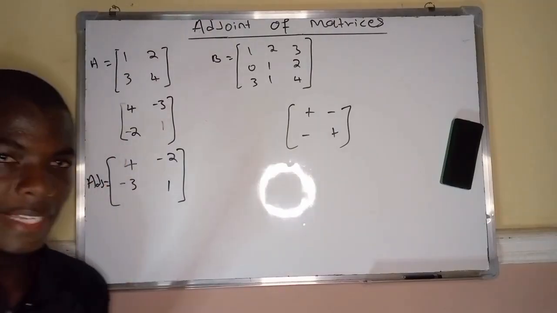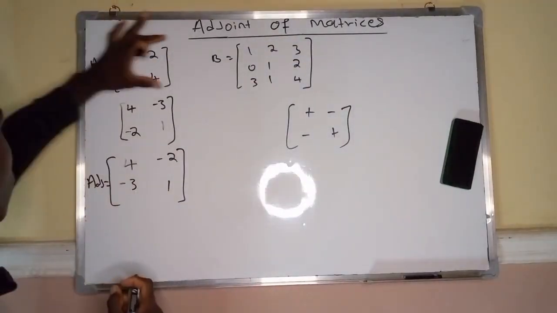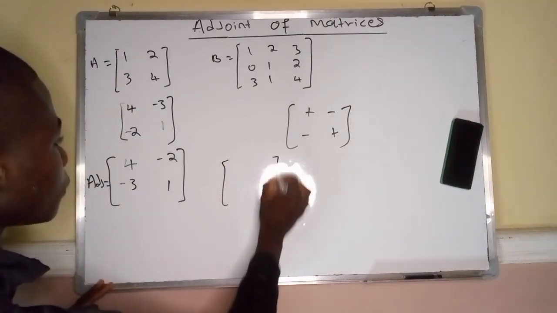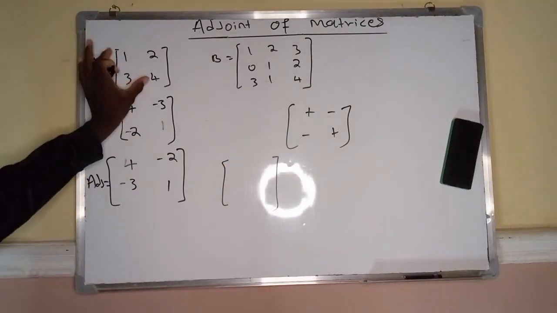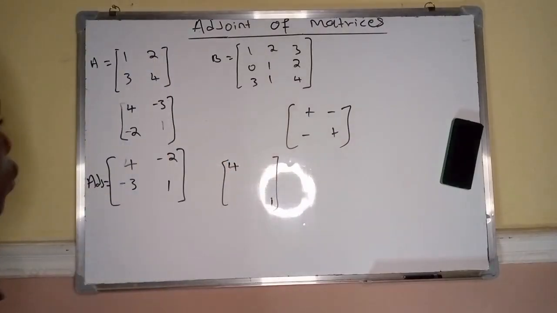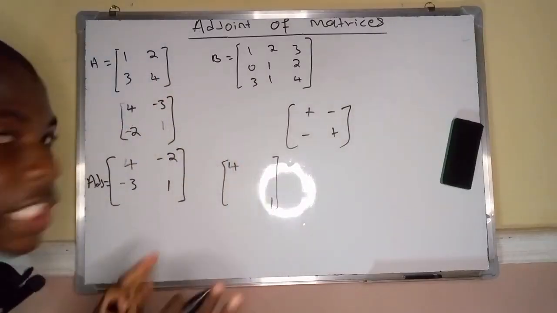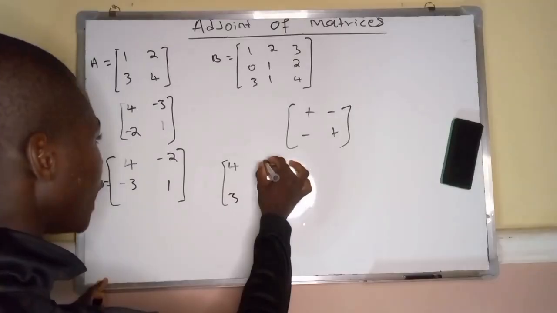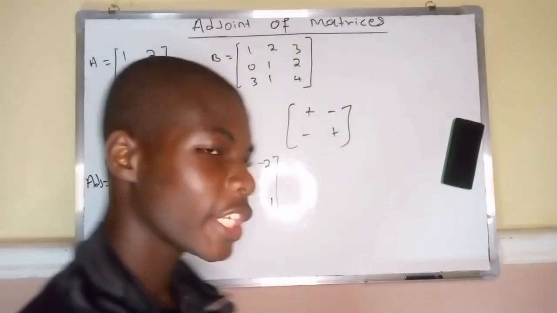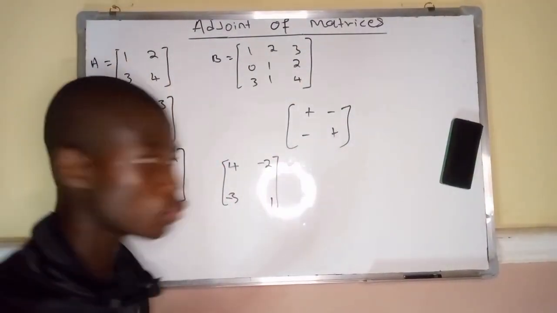The easy way to find the adjoint of a 2 by 2 matrix is to first look at the matrix. You swap 1 and 4, so you will have 4 and 1. The 3 and 2 you keep in their positions, but you change them to negative signs, so you get minus 3 and minus 2. In the case of an objective question, you can use this shortcut to find the adjoint of a 2 by 2 matrix.